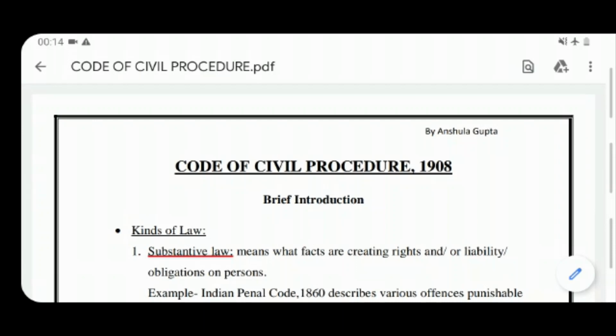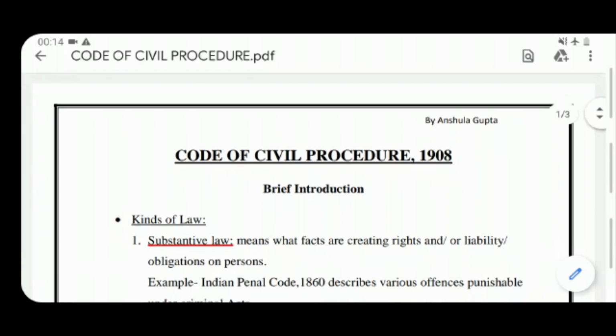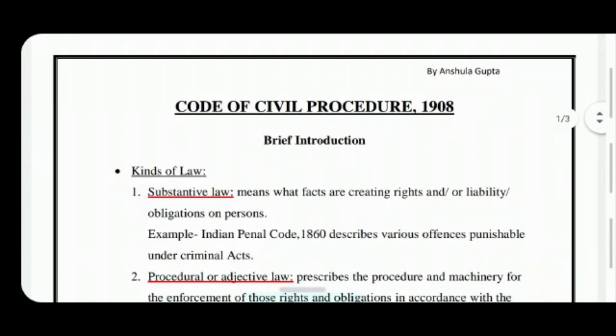So, Civil Procedure Code 1908. As the name makes it very clear, it is a procedural law. So, firstly we will understand what procedural law is. There are two types of laws, substantive law and procedural law.